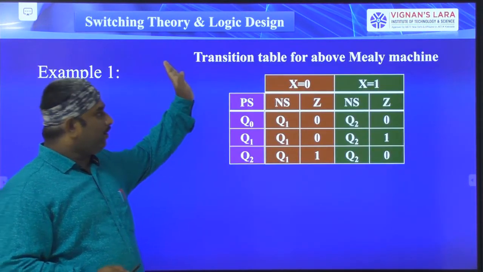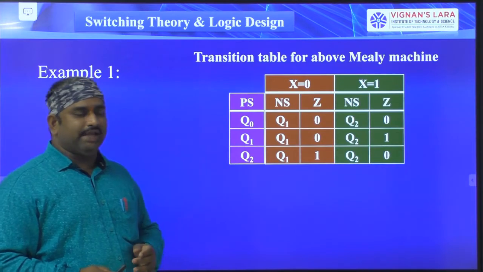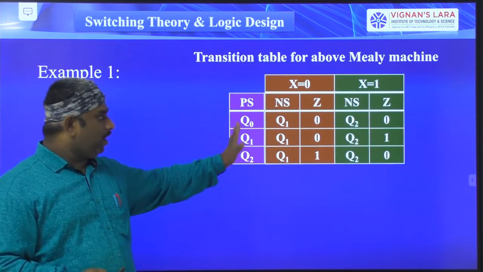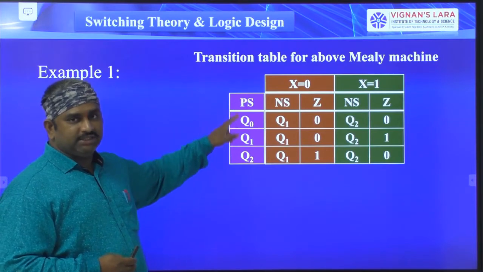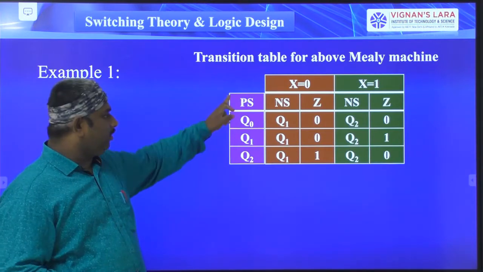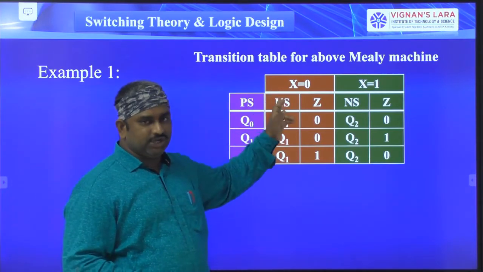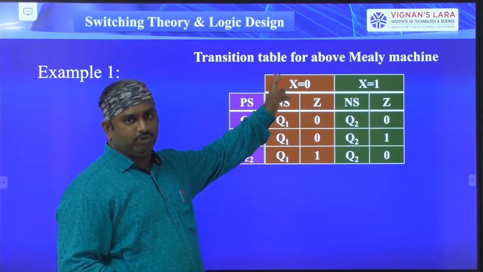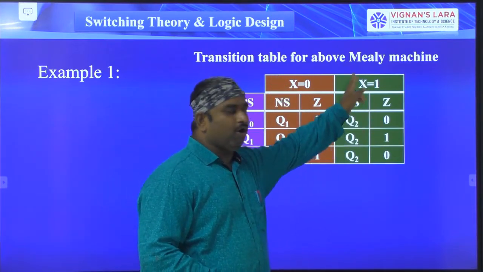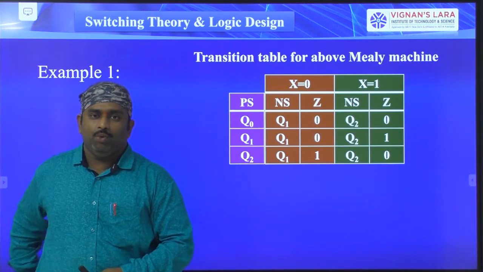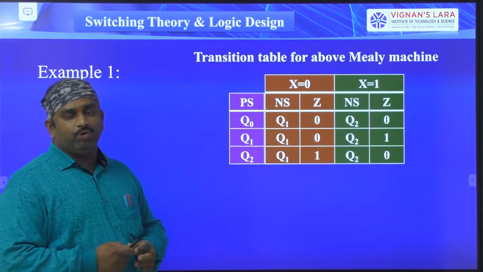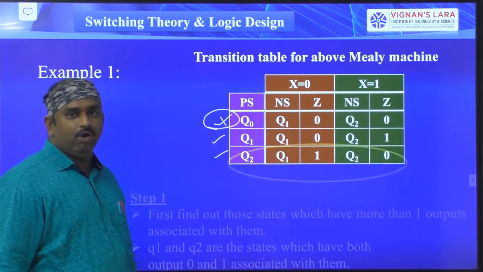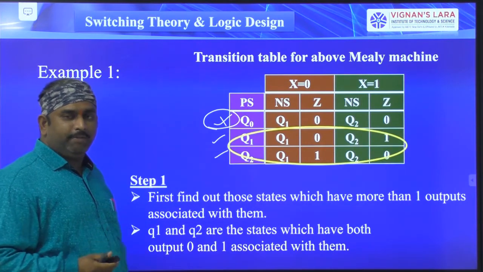Here I have taken one state transition table, and now I will explain it. This is the given Mealy table: present state, next state comma output when x is equal to 0, and next state comma output when x is equal to 1. So this is the Mealy machine table. Now we have to convert this Mealy machine table into the Moore machine table.